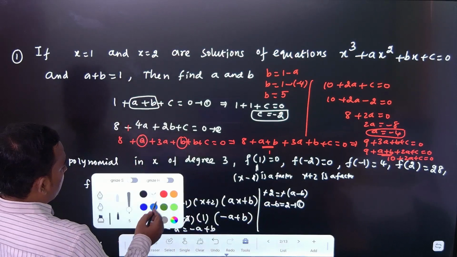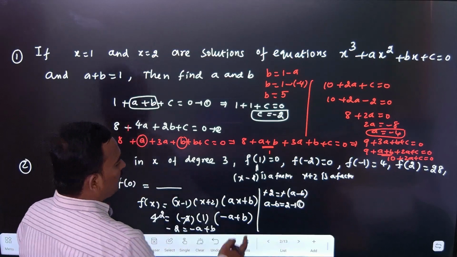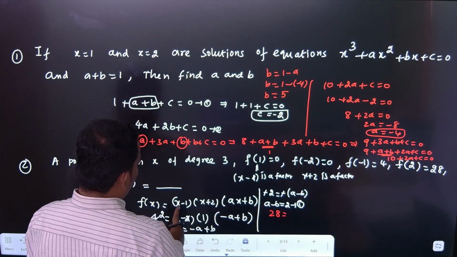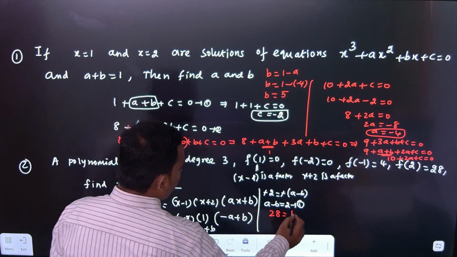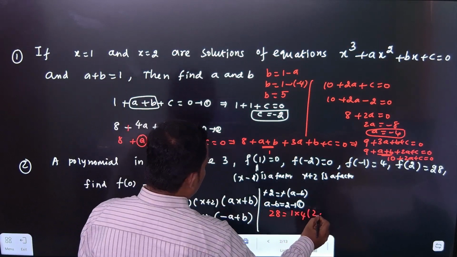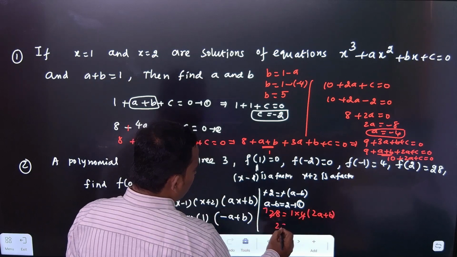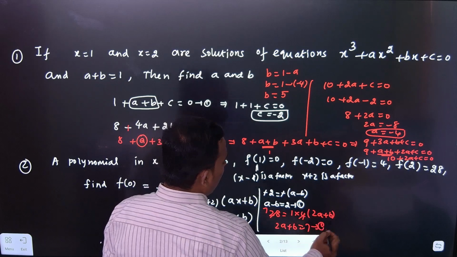Second one, you can see, student, f of 2 is equal to 28 given. Just substitute here f of 2: 28 is equal to 2 minus 1, it is 1, 2 plus 2, it is 4, and here is 2a plus b. So 1 times here 7 times is possible. 2a plus b is equal to 7. This is the second equation. Solve this.